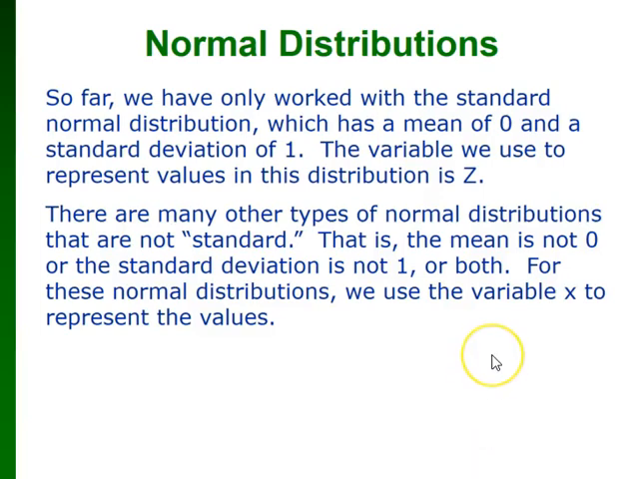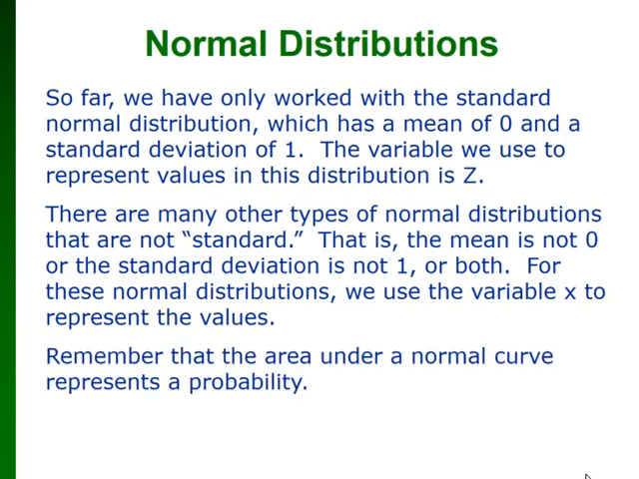There are lots of other types of normal distributions that aren't standard. That just means the mean is not 0 or the standard deviation is not 1, or both of those. For these normal distributions, we usually use the variable x to represent the values instead of z. Remember that still the area under a normal curve represents a probability.